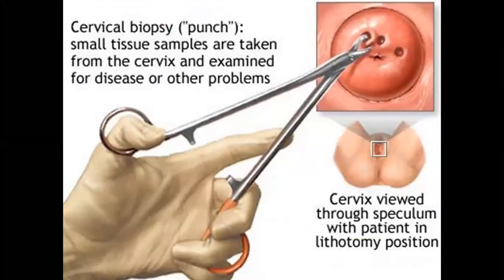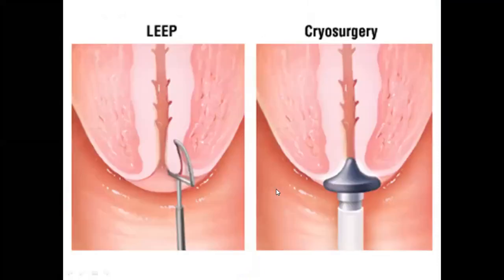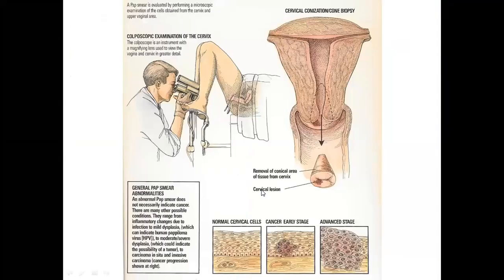This is a cervical punch biopsy. You take a small piece from the lesion, the growth, the ulcer, or an abnormal area through a colposcopic examination, and then you can go for a tissue examination. You can go for cryosurgery for viral infection, and then you can go for LEEP surgery to remove only a small part of the cervix which is infected. This is called a cone biopsy.